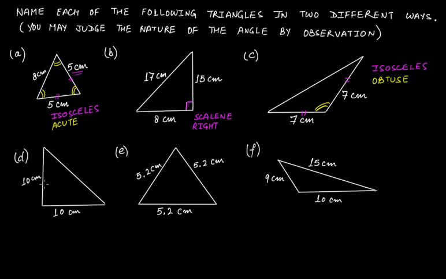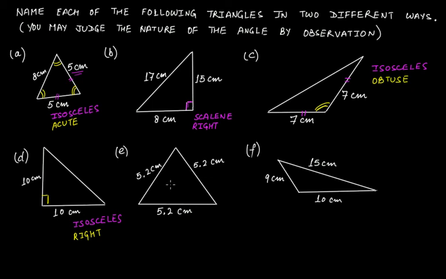Next, for this triangle D, again the length of this third side has not been given to you. No worries, we have been given these two sides, 10 centimeter and 10 centimeter. Of course, on the basis of sides, we can say that it is an isosceles triangle. And then, of course, this is a right angle because it's making a perfect L. We can clearly judge that this is a right angle. So this will be a right angled and an isosceles triangle.